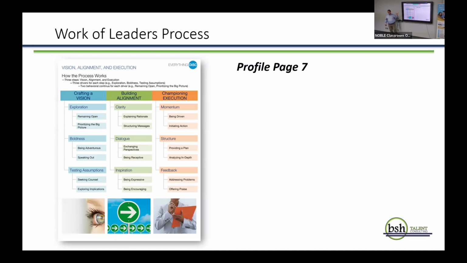As we said, we're going to work on vision, alignment, and execution. You can see here that we have this broken into different areas. We're going to end up having all these things on a continuum, right? So we'll see where we're good and where we have opportunities. Each one of those has 3 areas. As an example, vision has exploration, boldness, and testing assumptions. Alignment has clarity, dialogue, and inspiration. And execution has momentum, structure, and feedback. Then they have sub areas that we're going to look at. Those are the things that are going to be on the continuums that you have in your report.